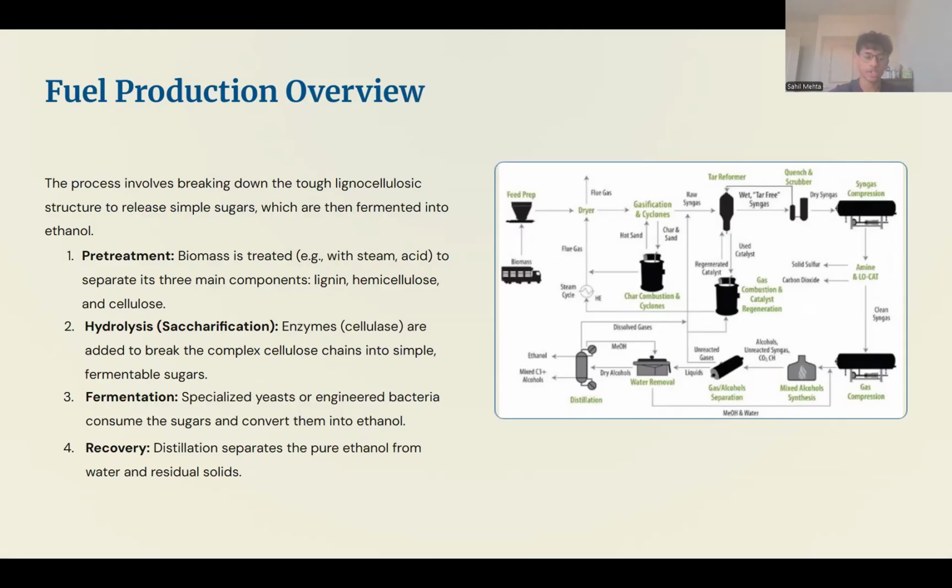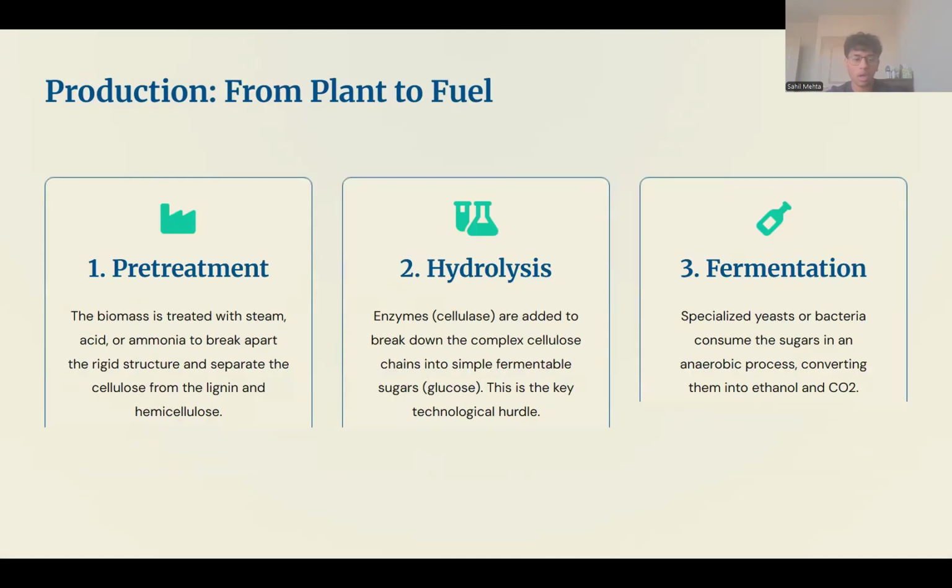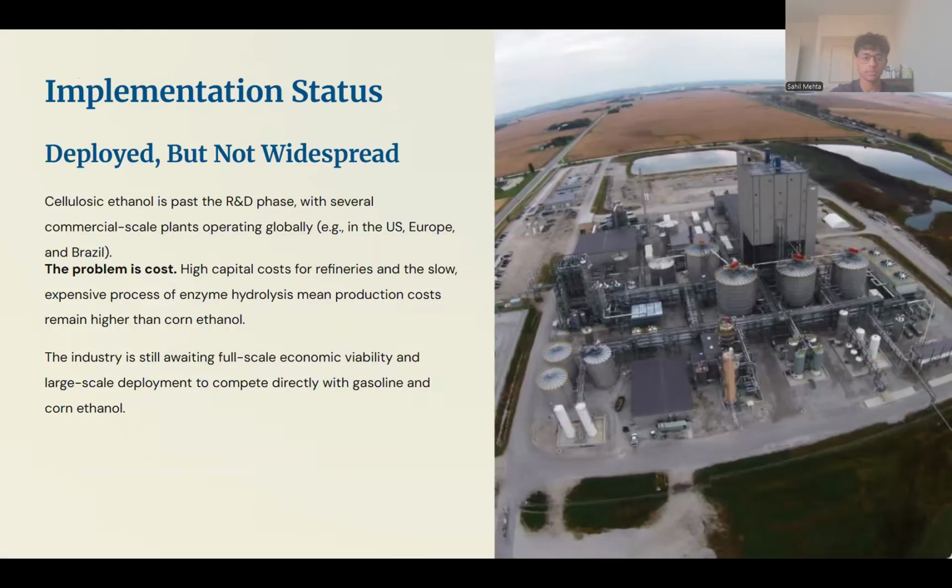The third step is fermentation. This is where the specialized yeast comes in and it consumes the sugars and converts them into ethanol. And then the fourth stage is recovery, where the ethanol is separated from the water and the solids that are produced. This is just another overview: the pre-treatment, the hydrolysis, the fermentation.